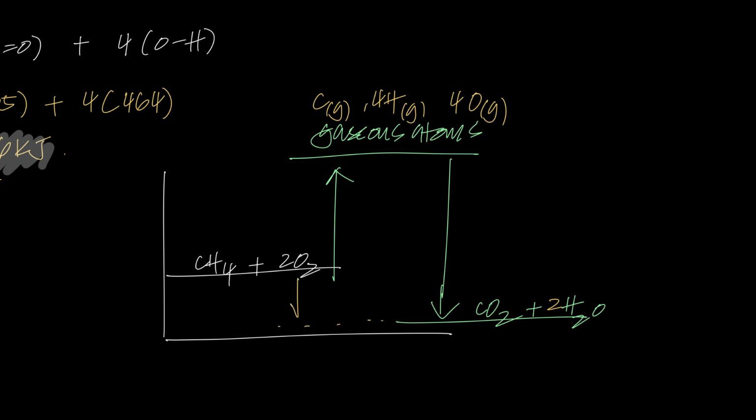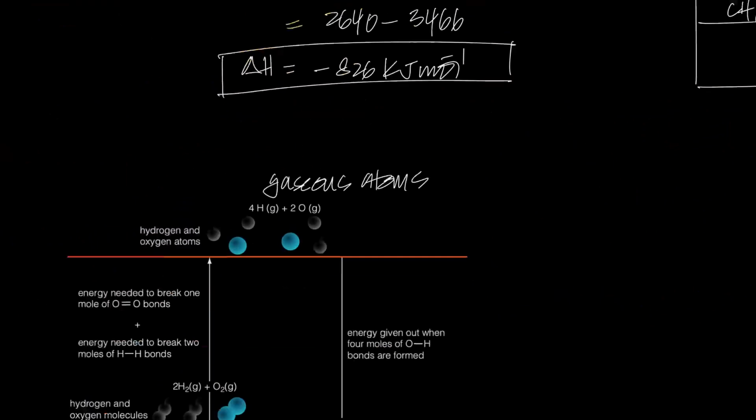It's exothermic. It's negative. Why? Because this is the energy taken in during bond breaking, and this is the energy given out during bond formation. The energy taken in during bond breaking is less than the energy given out during bond formation. That's the idea. So this is how we used to calculate it back in the day.